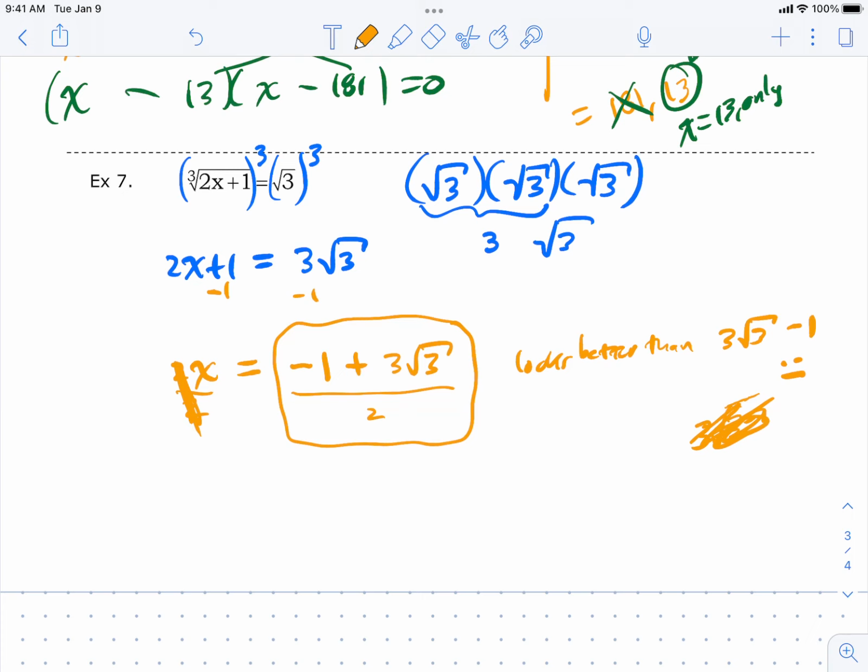Mystery solved. Well, I hope you're digging on these quadratic equations. My computer turned off. Oh, here we go.